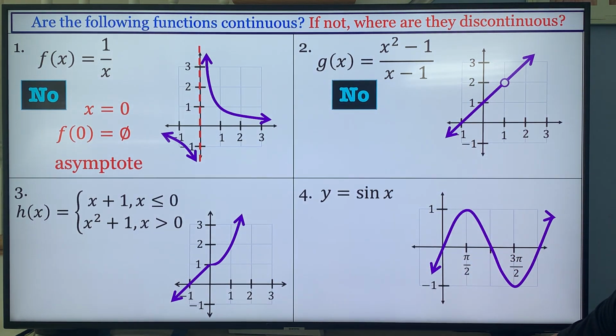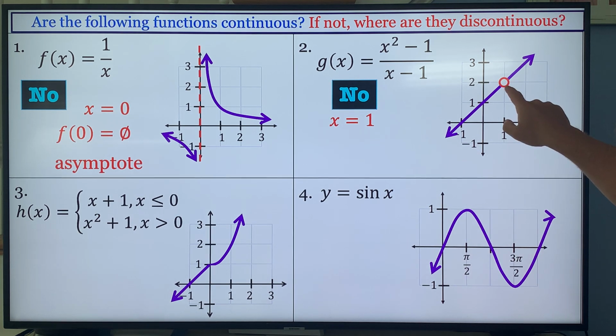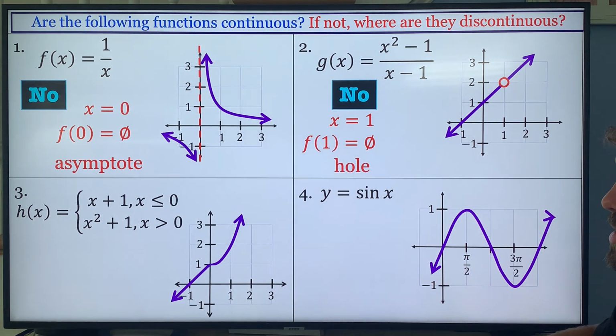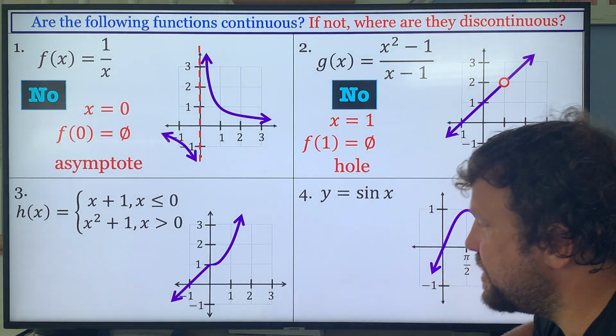This one, not continuous. Why? Boom, right there. What is that? That is a hole. So at x equals 1 there's a hole, so f of 1 is undefined. It has to be defined; it actually has to be a number. Because it's a hole, it's undefined. Right? What about number 3? Is that continuous?